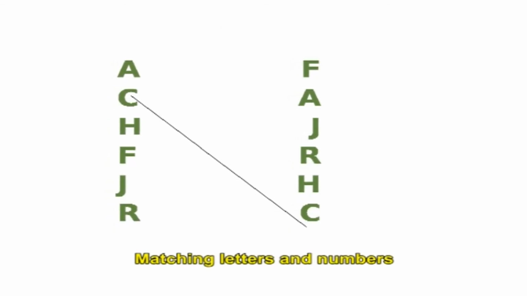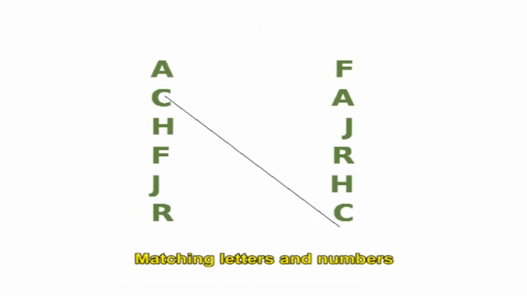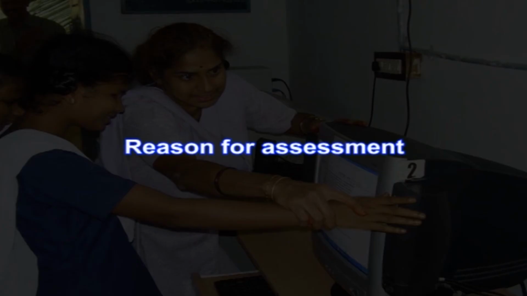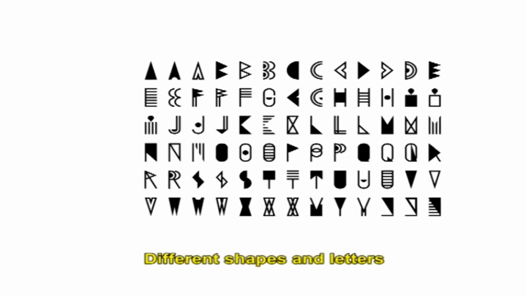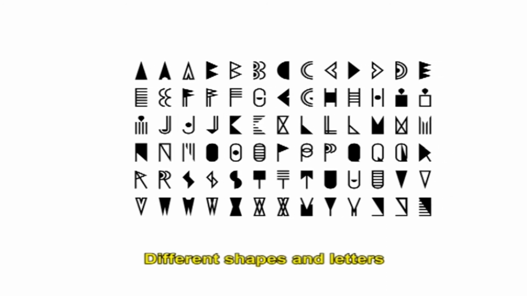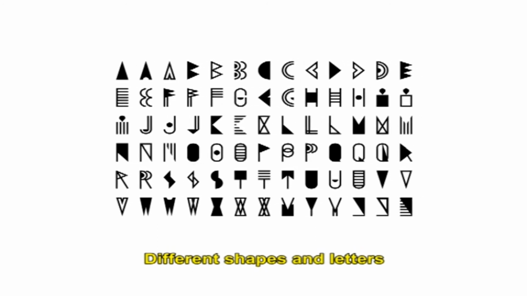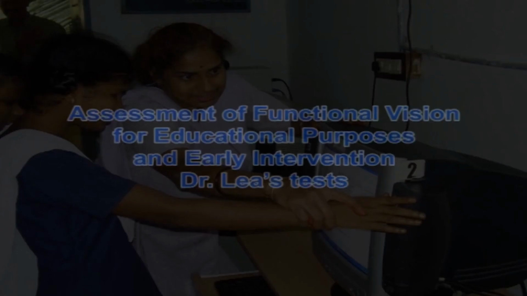Matching letters and numbers by their similar or different features. This does not require reading, but it is a necessary skill for reading. The reason for assessment: to find out if a person can discriminate between similar and different shapes and letters. The results will help in making decisions on whether a person should use normal size print, large print, low vision devices or may need braille.